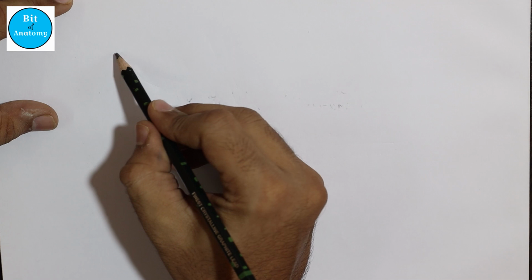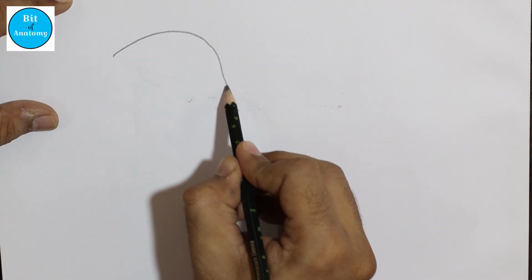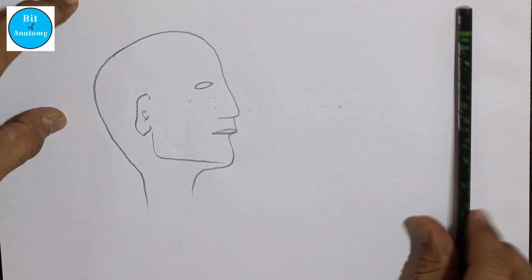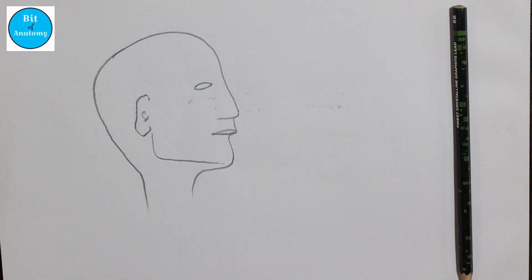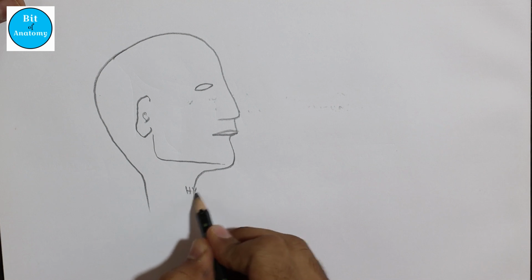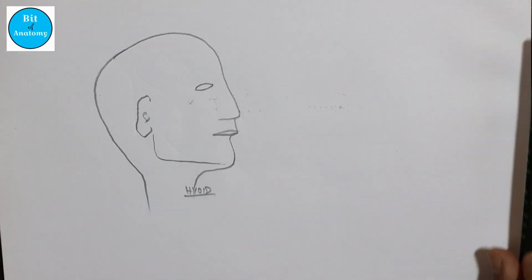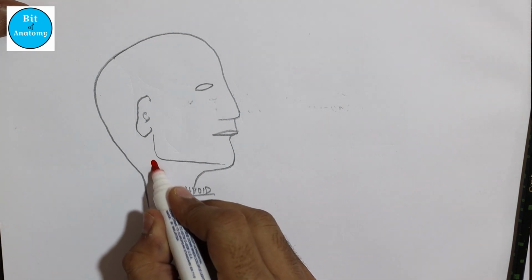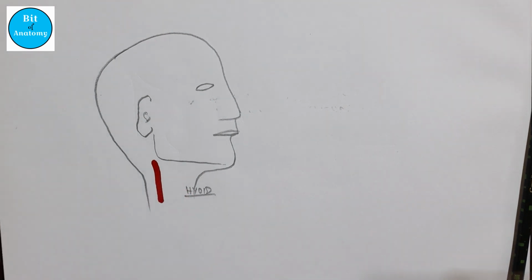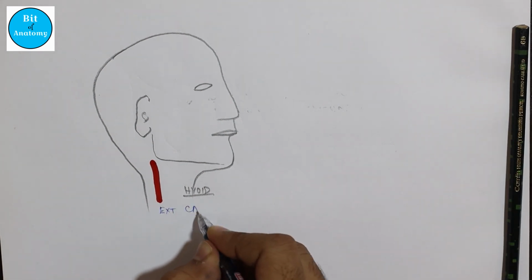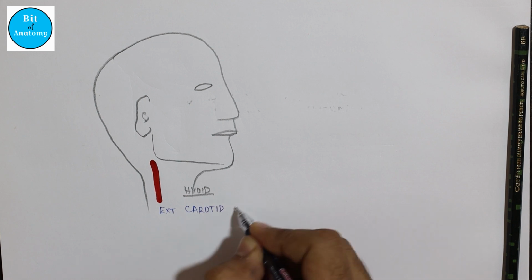First, if we appreciate the arteries, the major artery that supplies the face is known as the facial artery. This facial artery arises at the level of the hyoid bone, or at the upper part of the hyoid bone, from one more larger artery called the external carotid artery. So it is a branch of the external carotid artery.